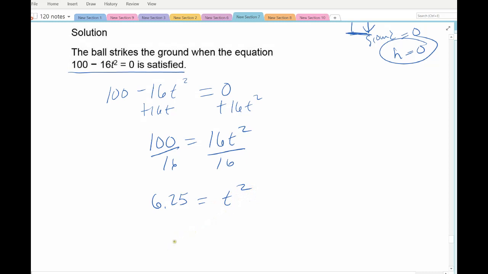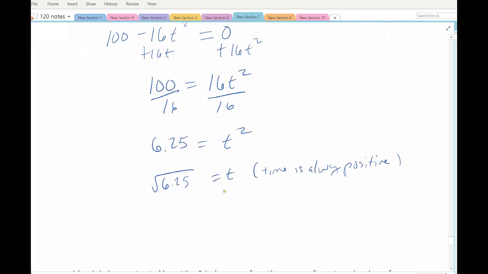Now, we usually do plus or minus, right? Plus or minus the square root of 6.25 equals my t. But remember, time is always positive, just like distance is always positive, and so we only want the positive of it. So we will leave off the plus or minus in this case. And so it takes exactly the square root of 6.25, which comes out to exactly 2.5 seconds. 2.5 seconds to hit the ground.